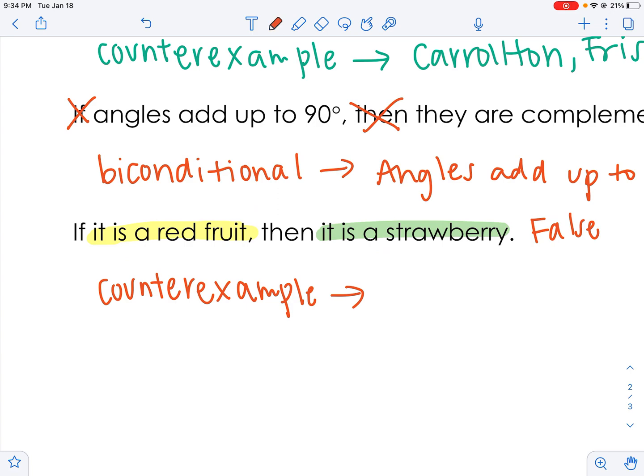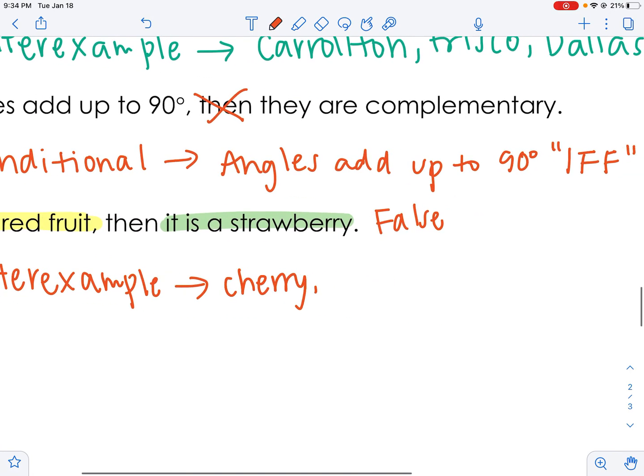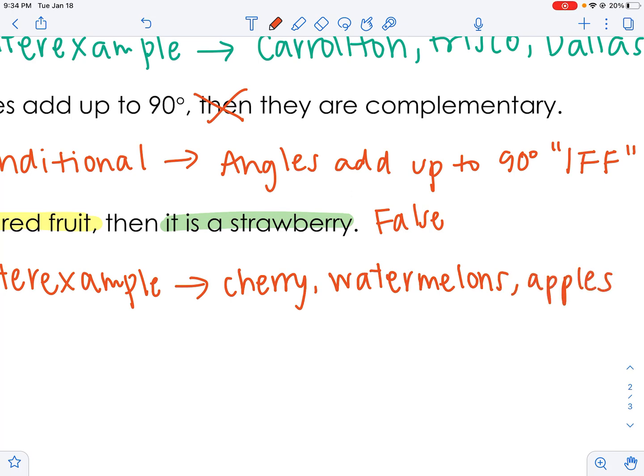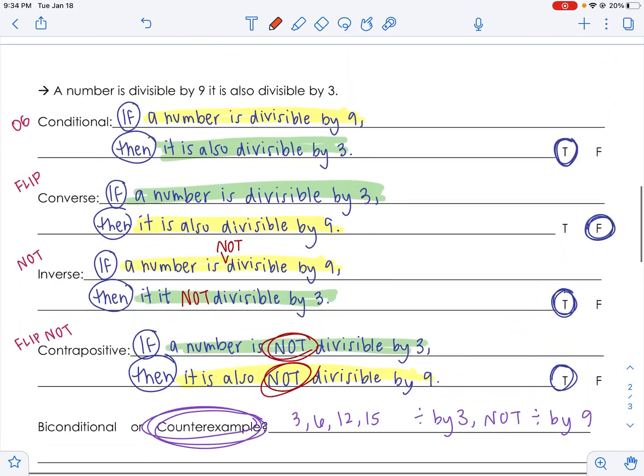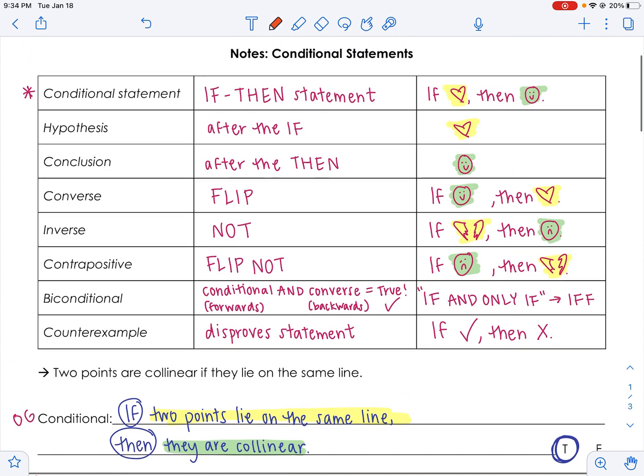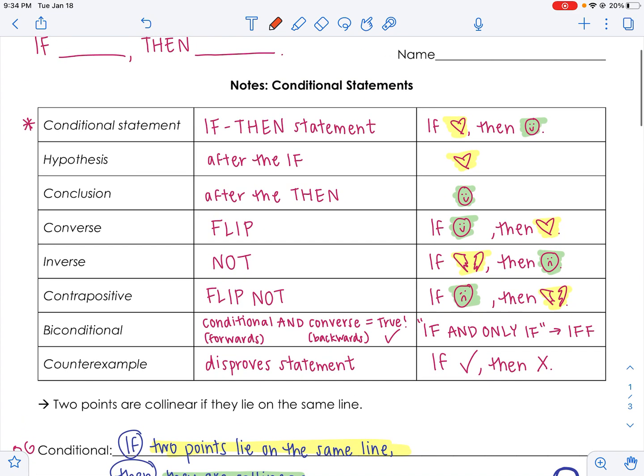So what are some fruits that are red that are not strawberries? Well, cherry comes to mind, watermelon, apples, raspberries, tomatoes are technically a fruit. And with counterexamples, you don't have to list them all out. You just need one. That's all that you need, is one thing that disproves the statement. Hopefully you had some good takeaways from today with counterexamples. Don't forget to use this vocabulary chart as a little cheat sheet as you're going through and working on your practice. Good luck.